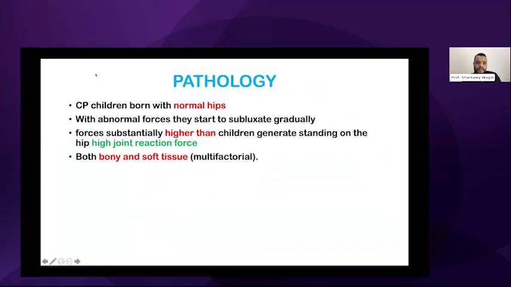We have to focus and understand the pathology of CB hip dysplasia. They are born with normal hips. The abnormal forces of muscle spasticity gradually subluxate and pull the head outside the hip. This force is very hard, more than the force of standing. So they have very high joint reaction force. They have a multifactorial bony and soft tissue problem. So just lengthening tendons and doing adductor tenotomy is not enough in those people.